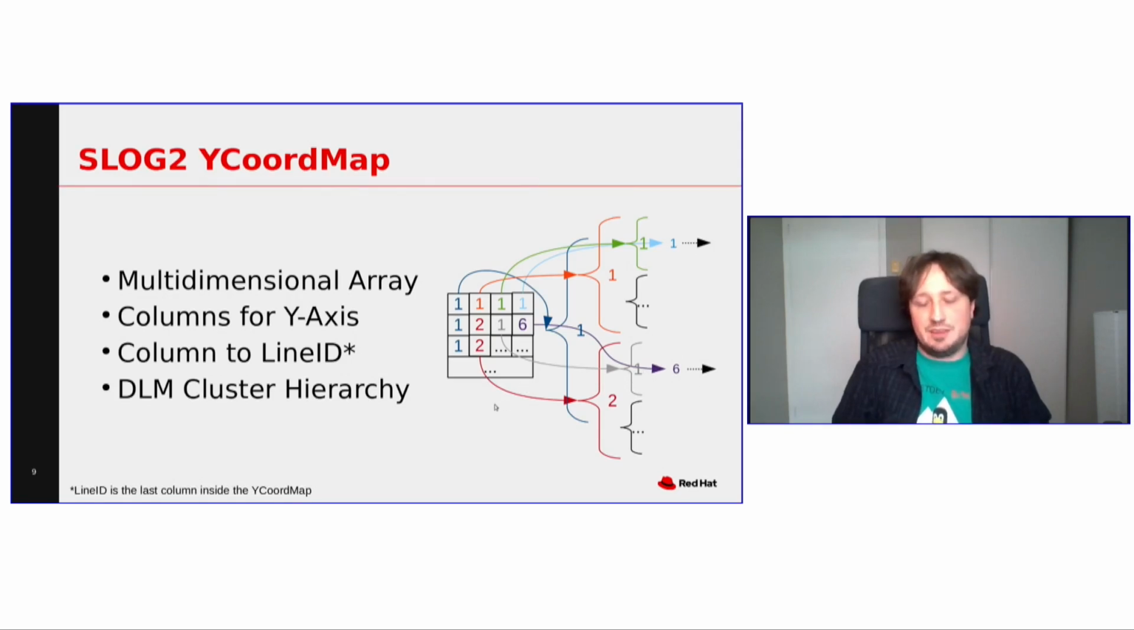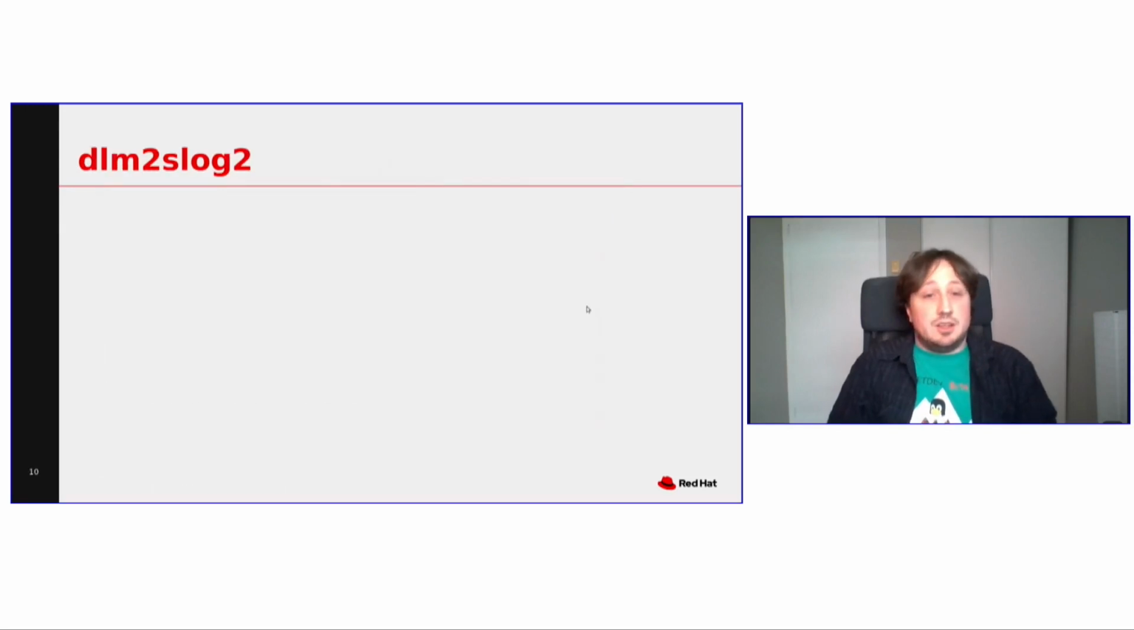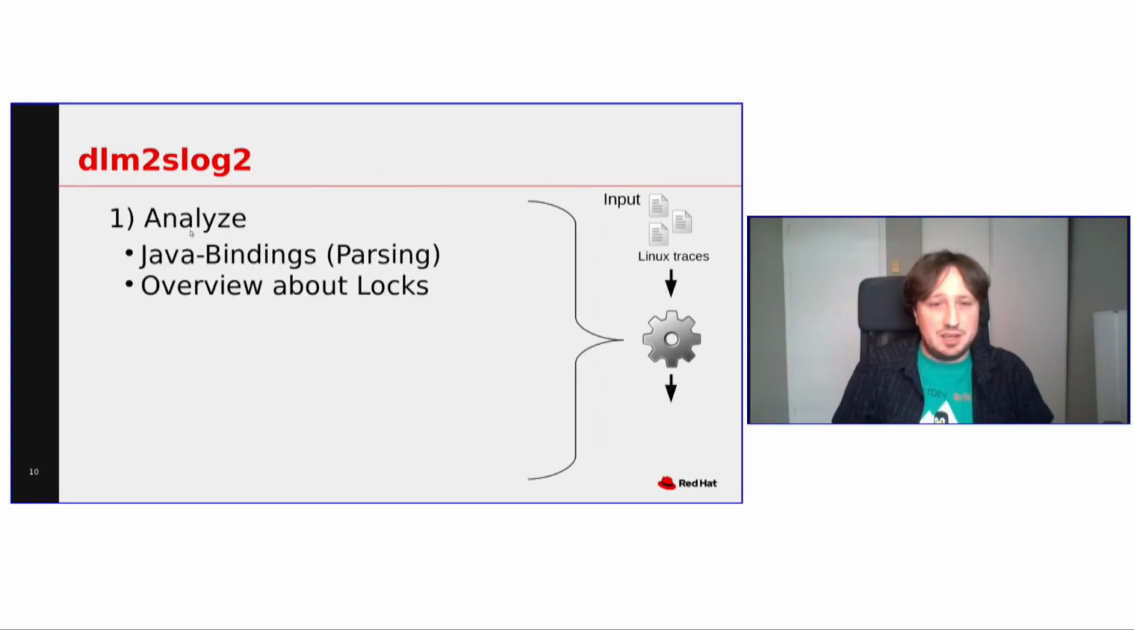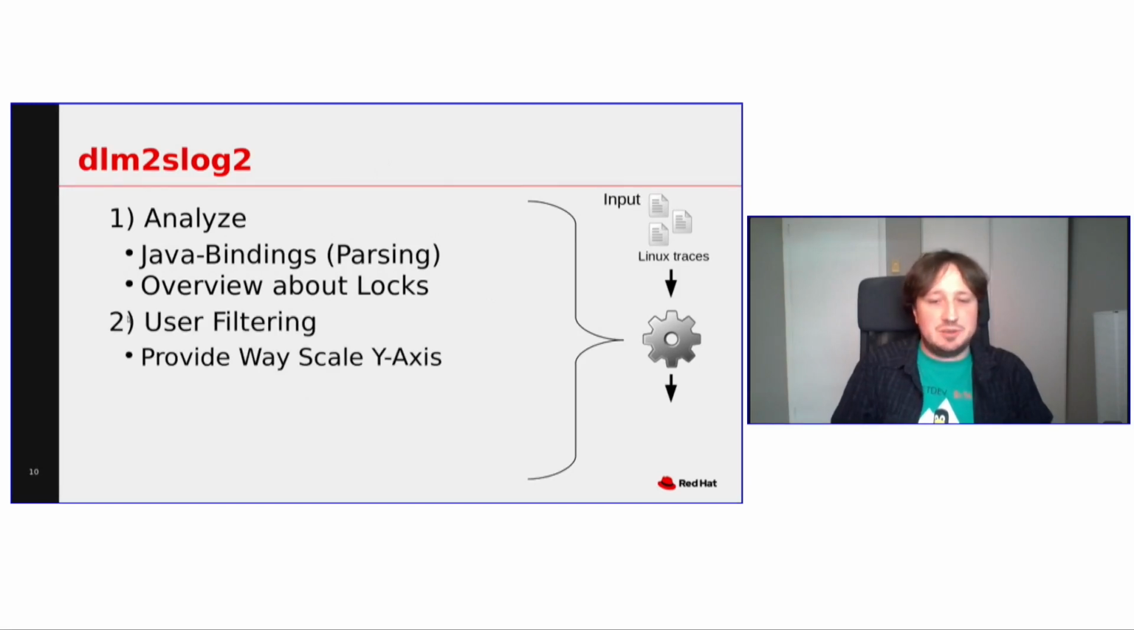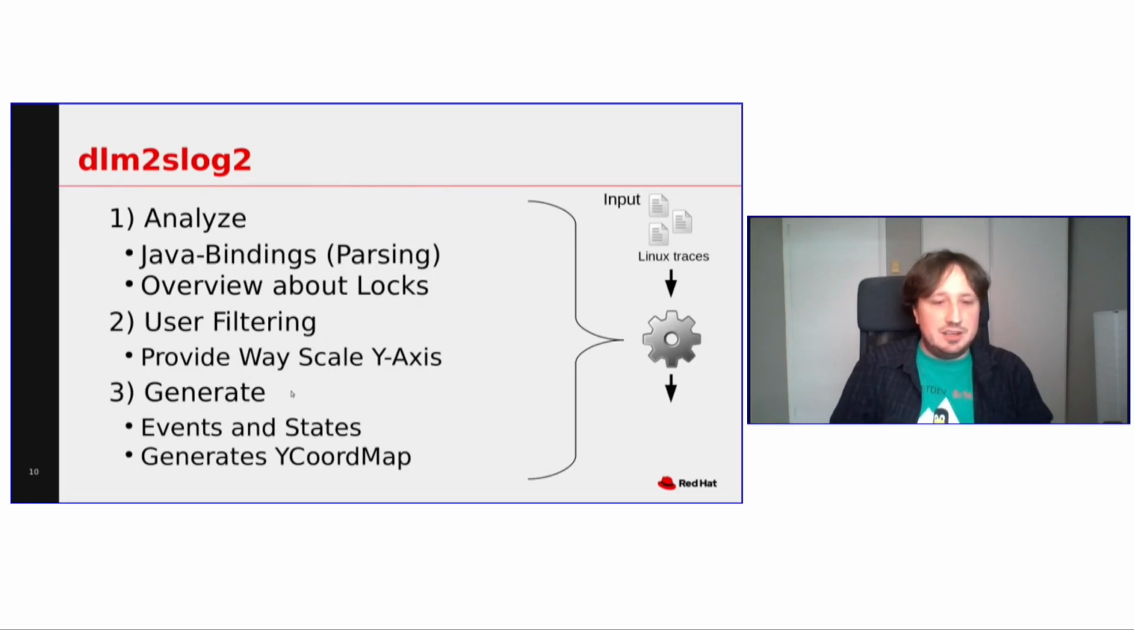And we're using it to put the timelines in a specific way that represents the DLM hierarchy. So DLM to SLOG2 is an application which takes the Linux trace files as input, then converts them. At first we analyze the Linux trace files. It's written in Java because the SLOG2 SDK is written in Java. We parse all the logs. The user has an overview of all logs available in the Linux trace files. Then we provide a filter where the user needs to tell us which logs he wants to look into. Currently, this is the way of scaling the y-axis. And then we generate this SLOG2 file.